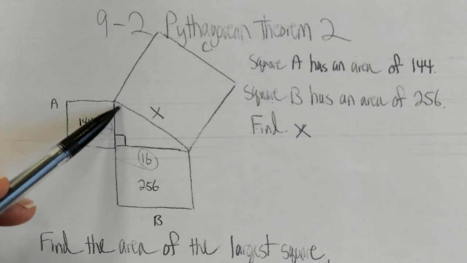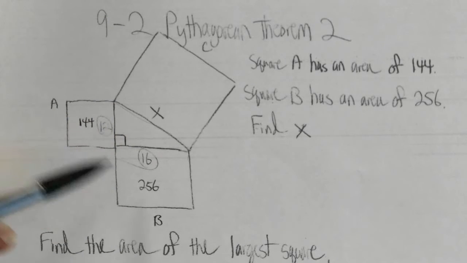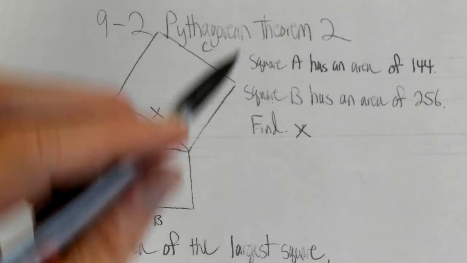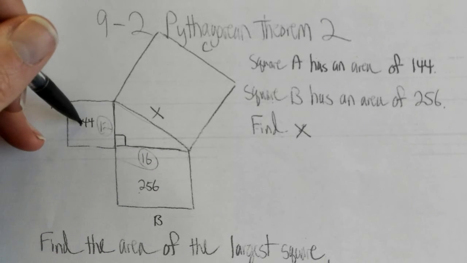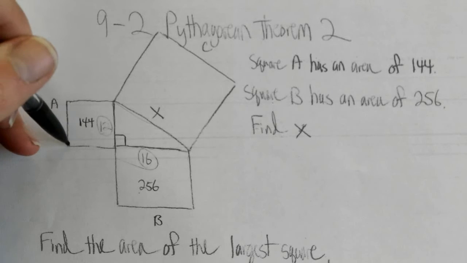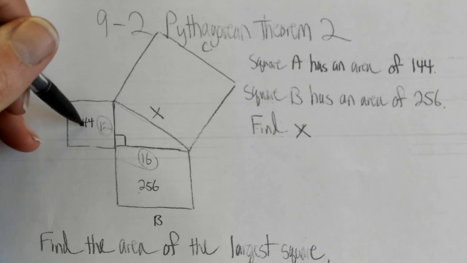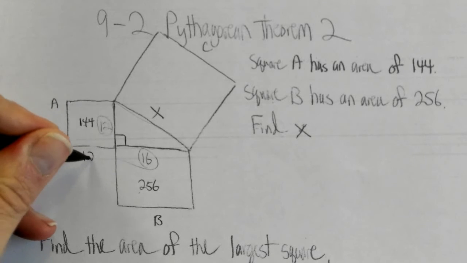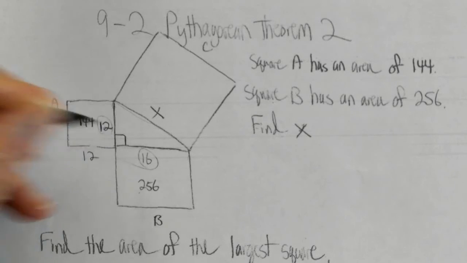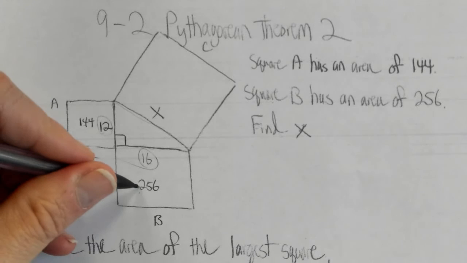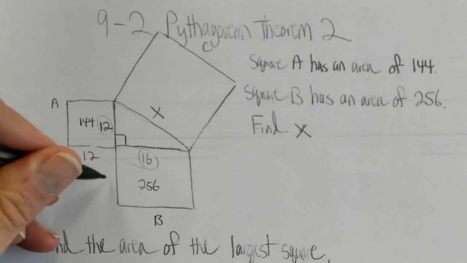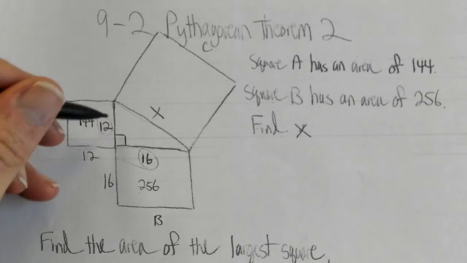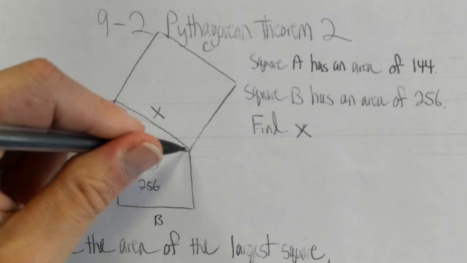Well, if we're going to find x on this, we've got to somehow use these areas to find this length and this length. And here's the deal. If the area is 144, remember, length times width gives you 144. Well, what times what gives you 144? It's got to be 12 times 12. So that side right there is going to be 12. And likewise here, what would give you 256? 16 times 16. So I know this side is 12 and this side is 16.